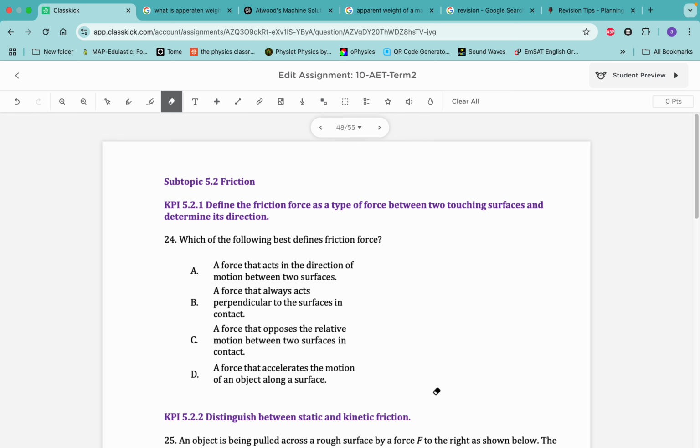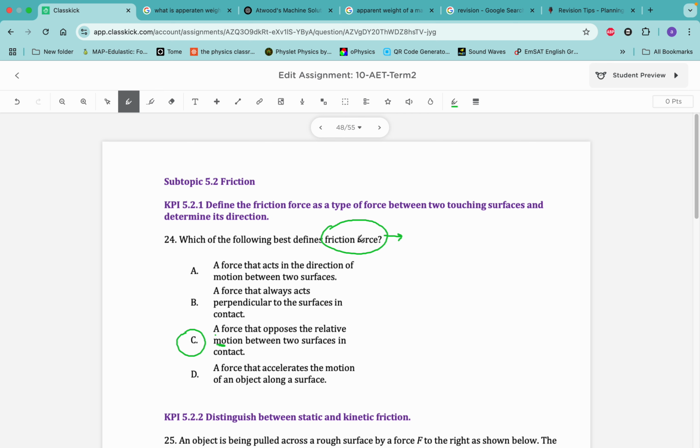Subtopic 5.2 talks about friction. The first question asks about the definition. We know that friction force is always opposite to the direction of motion and it slows down the speed of the object. So the best description here is C. It's a force that opposes the relative motion between two surfaces in direct contact.